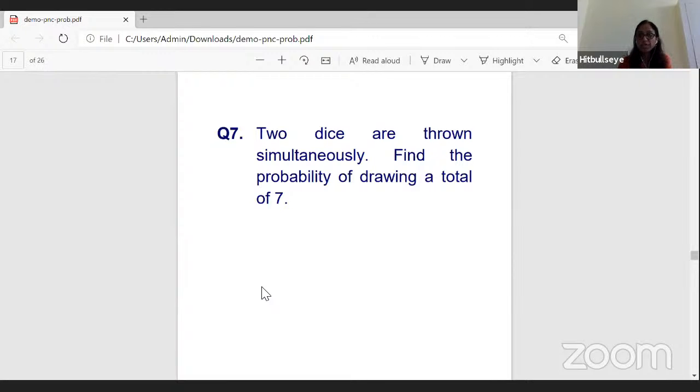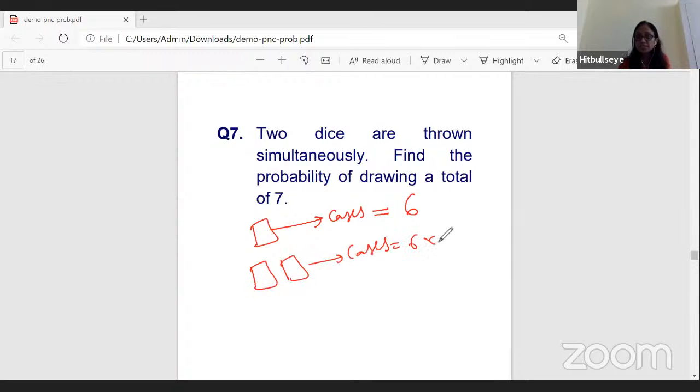When you're throwing two dice, I hope you are aware, if you're throwing only one die, how many total cases are there? The total cases are 6. When you're throwing two dice, the total number of cases becomes 6 into 6, that is 36. If you're throwing 3 dice, then the total number of cases becomes 6 raised to power 3, right? So the number of dice always goes in the power.